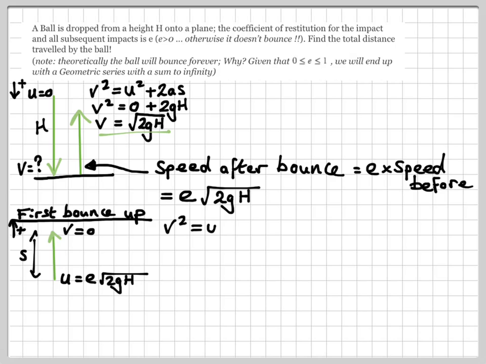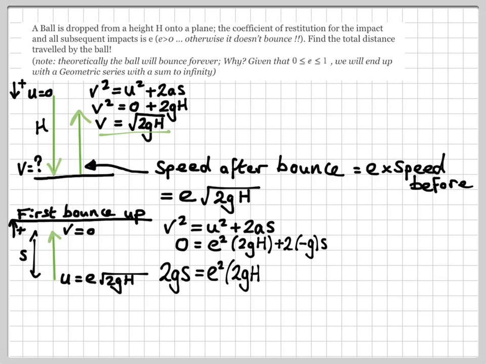So again, I'm going to use v squared equals u squared plus 2as. Substitute in the values, as you can see here, making sure you've got the acceleration as a negative. Rearranging, and then dividing throughout by 2g leaves me with the height that it bounces to is e squared h.